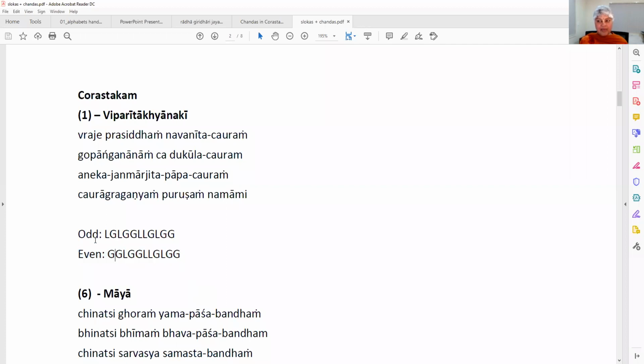Okay. So this is the pattern for Viparita Akhyanaki. If this pattern is broken, it will go off and become something else. And let's look at our Radha Giridhari Jayatu, our homework.